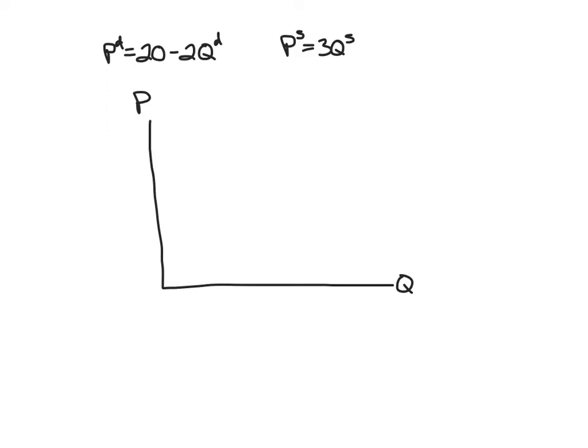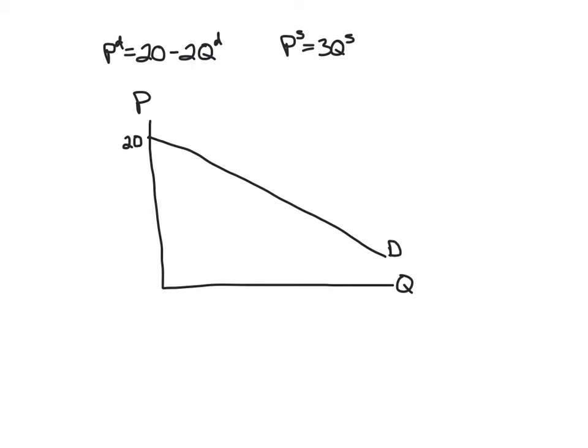The demand curve has a y-intercept of 20. So we start there at 20, and then there's a negative slope, right? We know the demand curve is always downward sloping. The slope is -2. So there we go.